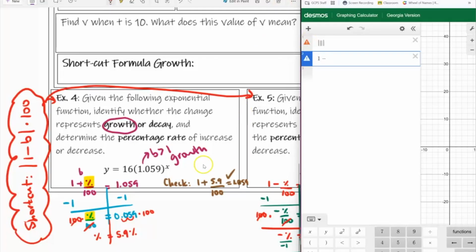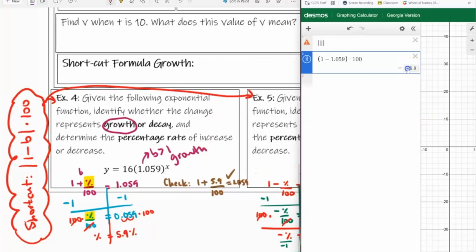1 minus b, so in this case, 1 minus 1.059, and then multiply that by 100, the whole thing, so times 100, right? Then take the absolute value, which means just make it positive. So 5.9, was that what I got? Yep, 5.9%.